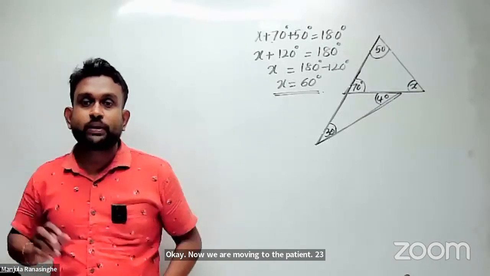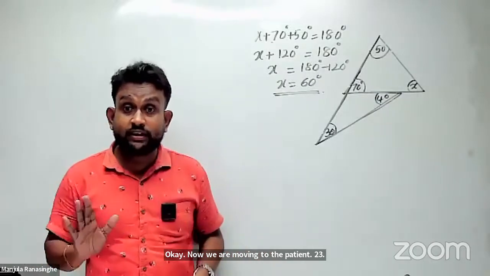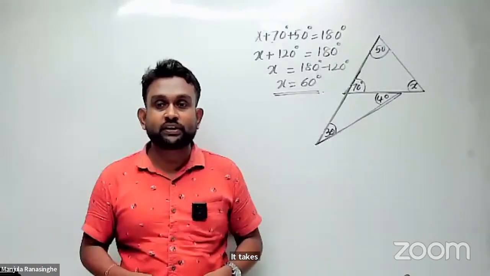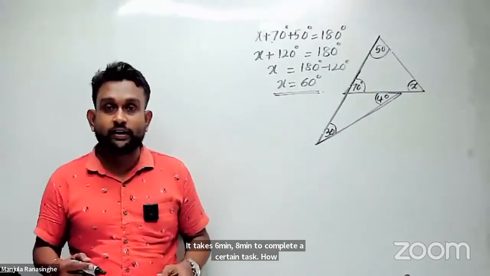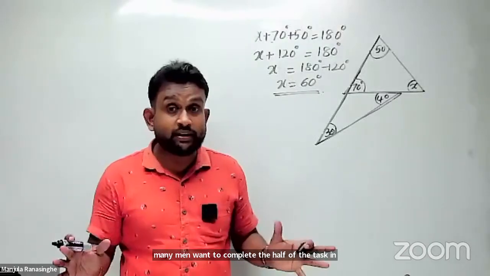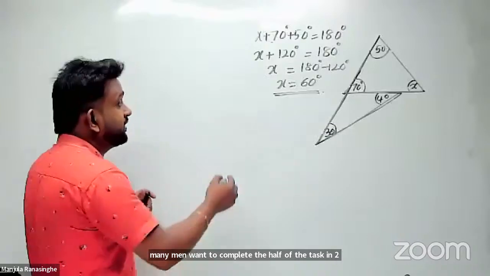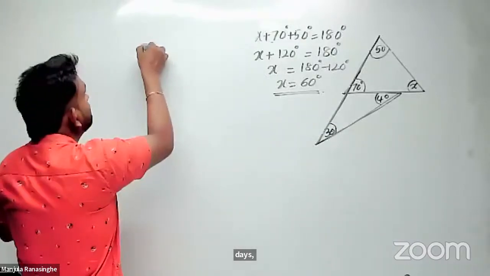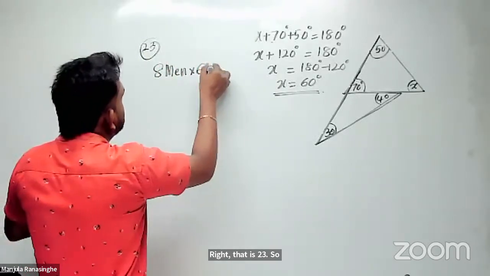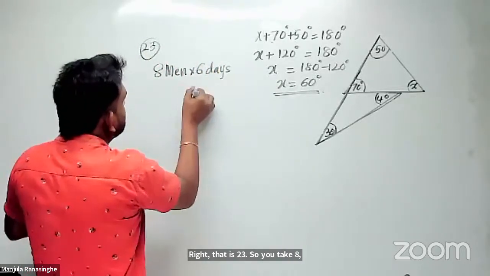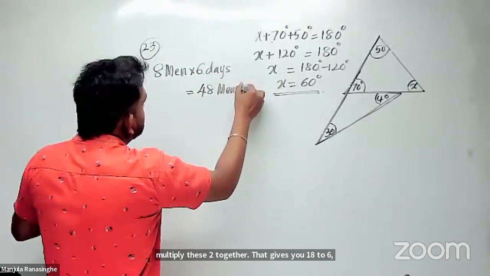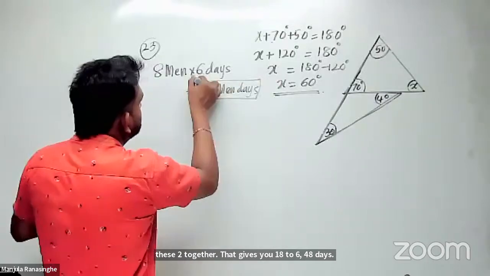Now we are moving to question number 23. It takes 8 men 6 days to complete a certain task. How many men are needed to complete half of the task in 2 days? First, measure the work amount in man days. 8 men, 6 days. Just multiply these two together. That gives you 48 man days. That is the total work.